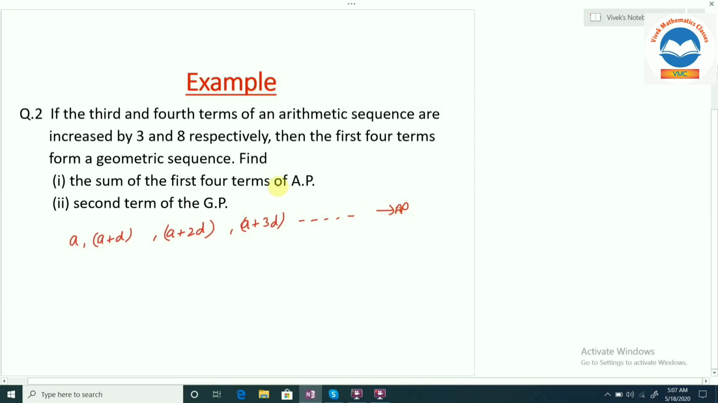Now in this AP, the third term and fourth term we have increased by 3 and 8. It means this term you have to increase by 3 and this term you have to increase by 8. So what we will get? We will get the first 4 terms in GP. It means the first 4 terms we are getting: A, if you increase this, you will get A plus D, and A plus 2D plus 3, and next will be A plus 3D plus 8. All these 4 numbers will be in GP.